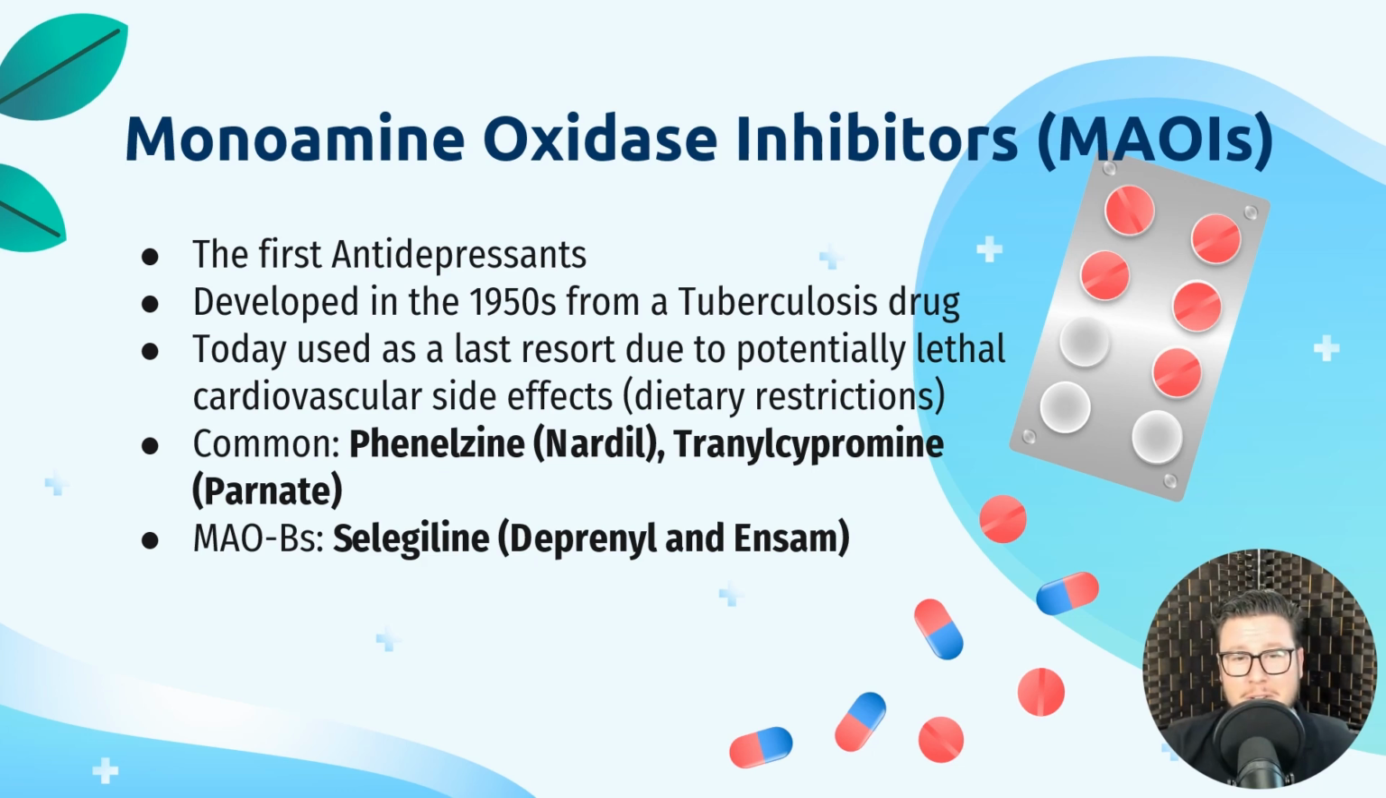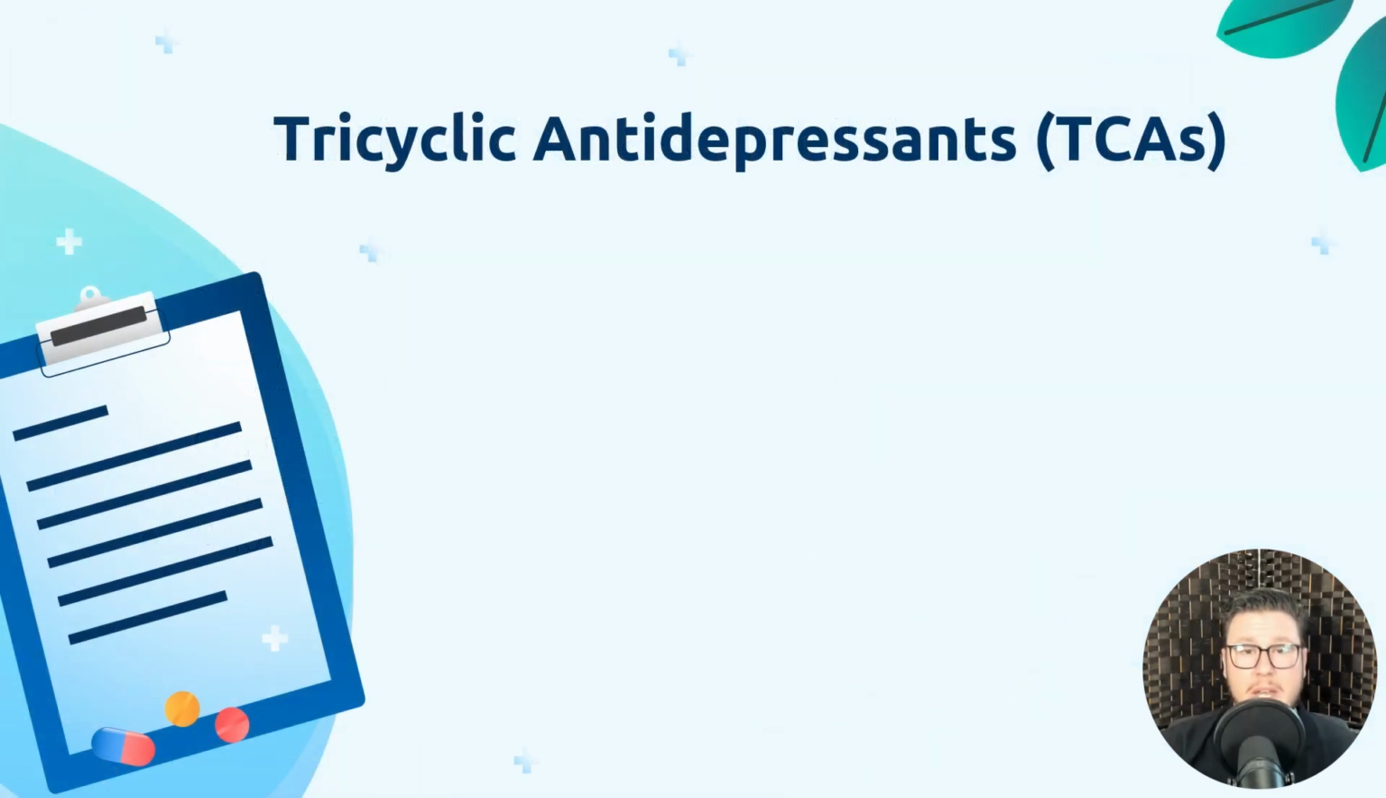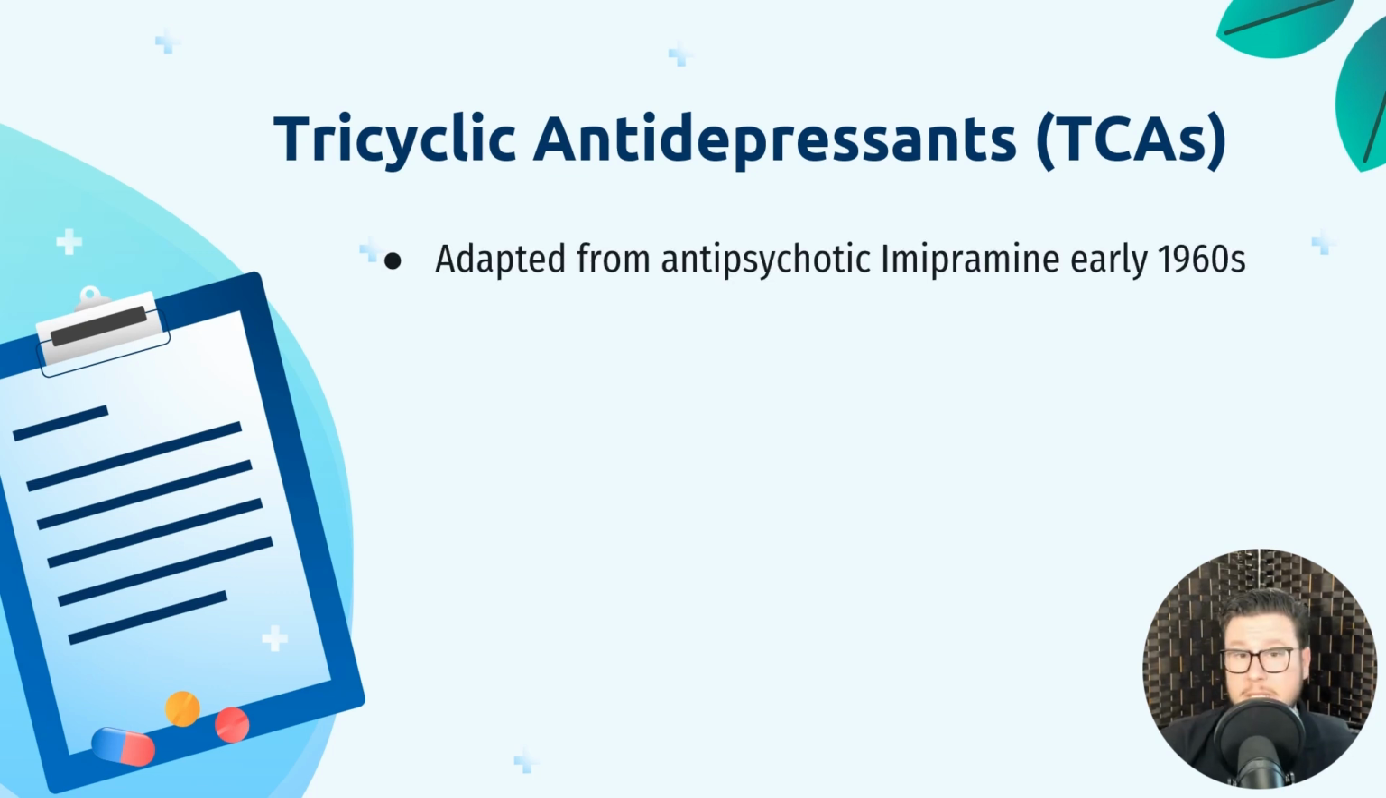And it's marketed under Deprenyl and Ensam. So now let's talk about the next generation of antidepressants, tricyclic antidepressants. These two were sort of discovered by accident. They were adapted from an antipsychotic called imipramine in the early 1960s.